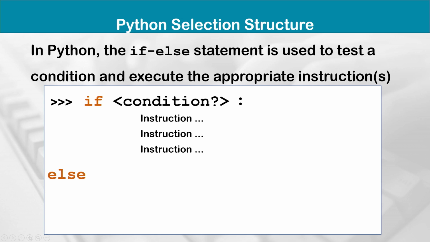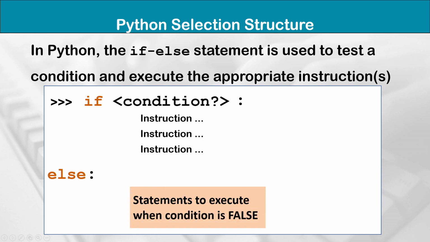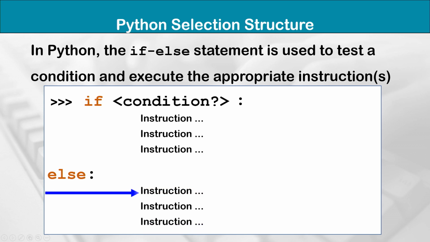The else keyword indicates what to do if the condition tests to false. Note that the else statement too ends with a colon. Type the instructions for the false block. Here too the instructions are indented.